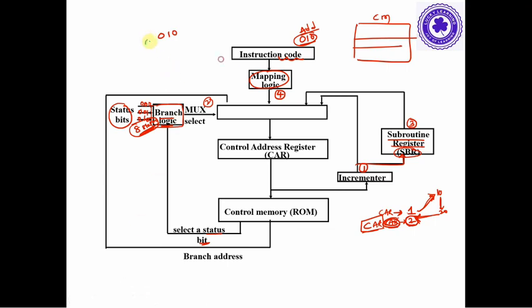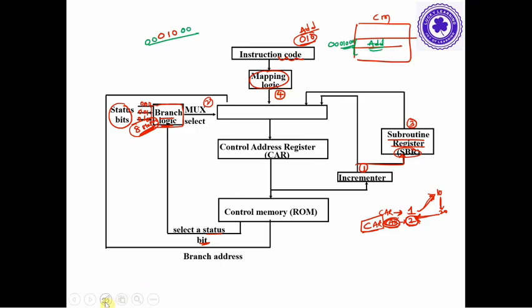Assuming the opcode is 010, it can be padded with extra bits to represent the control memory address. Assuming two zeros are added on the left side and two zeros on the right side, it means the location 0001000 will be used as the location for the add microprogram. And this mapping is based on mapping logic. That mapping logic is the fourth possibility.